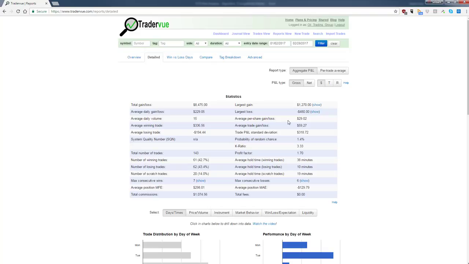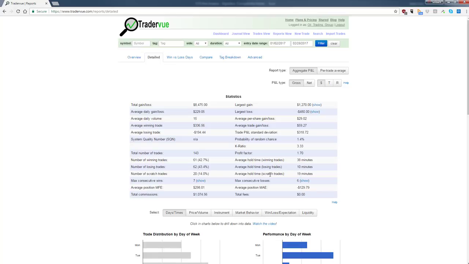A couple of additional things to point out to you. Our largest gain is 1270. Our largest loss is 480. We hold on to our winning trades for 38 minutes, and our losing trades we hold on to for 10 minutes. So basically, we're holding on to the winning trades 4 times longer than the losing trades.